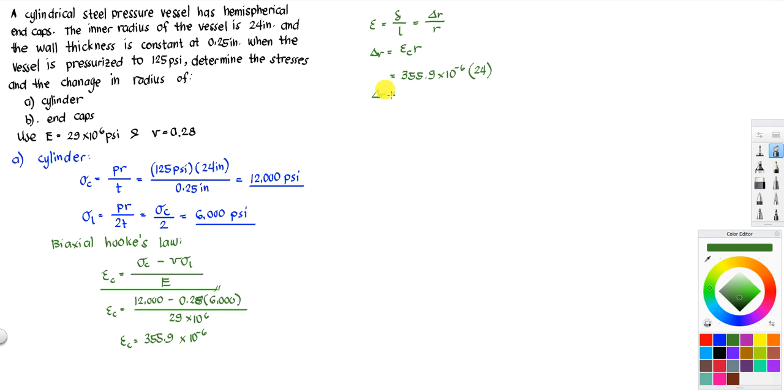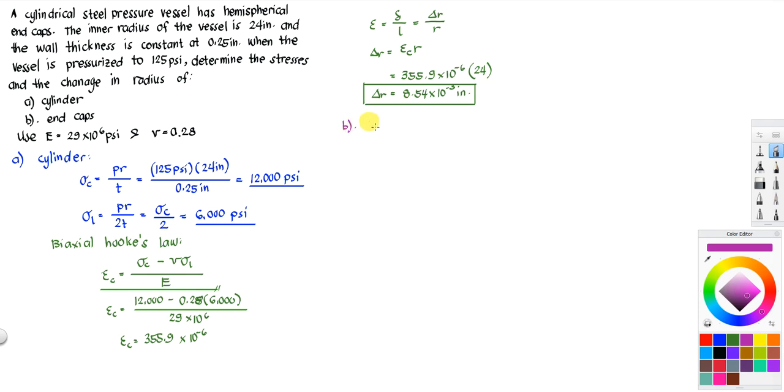I stored it in letter A on my calculator so that I will have an exact strain. So I will have here 8.54 times 10 to the negative 3 inches. So this is now the change in radius for the cylinder. How about for the end caps?